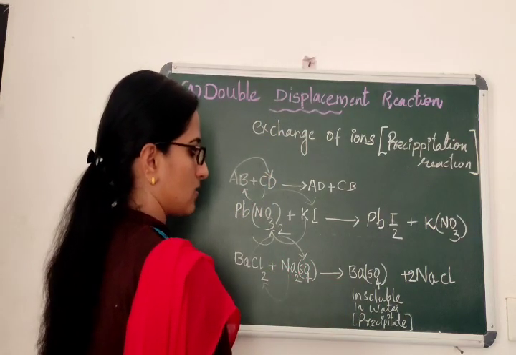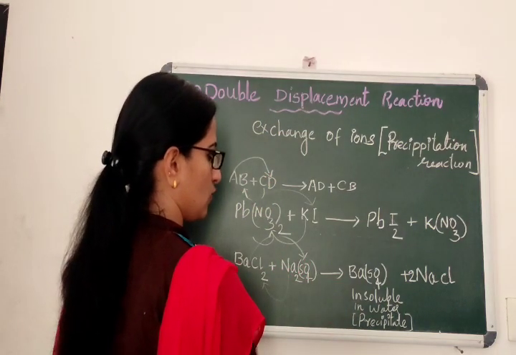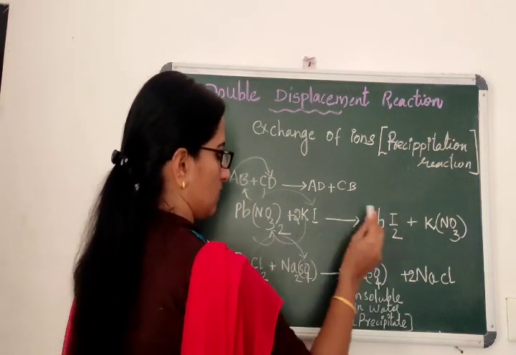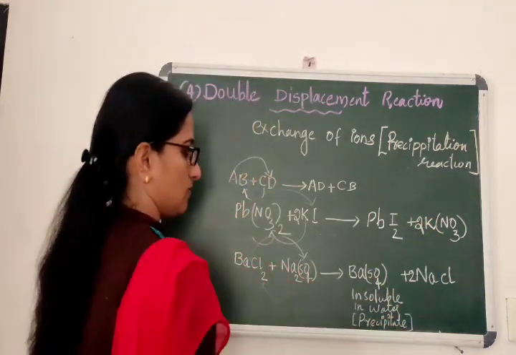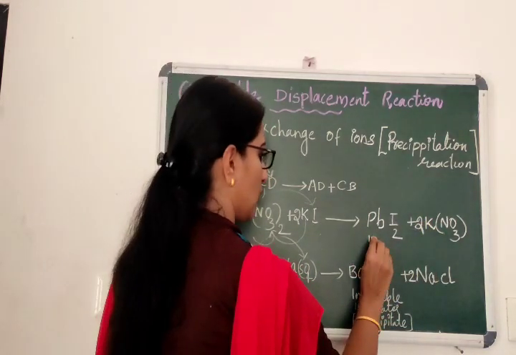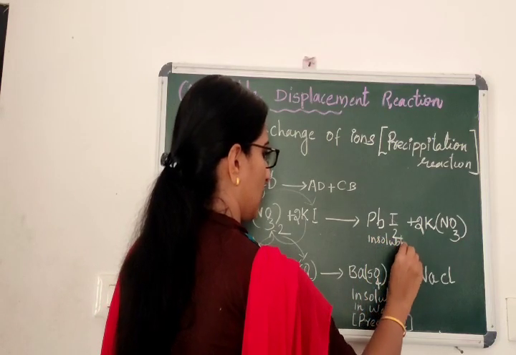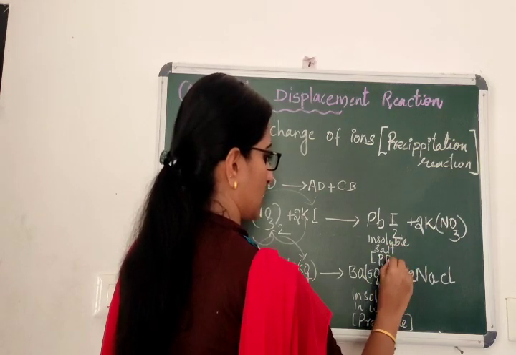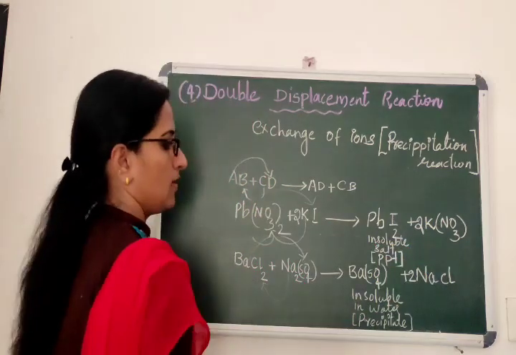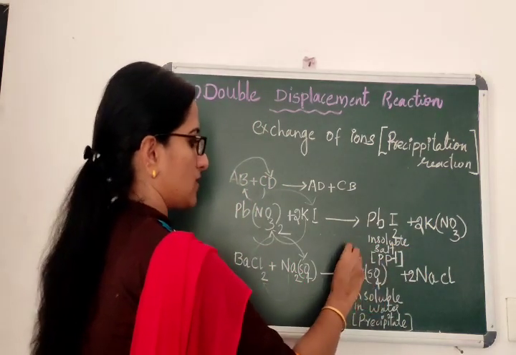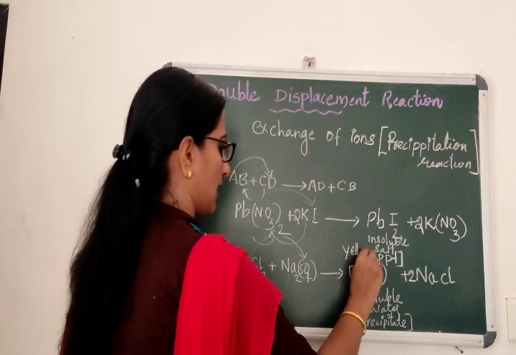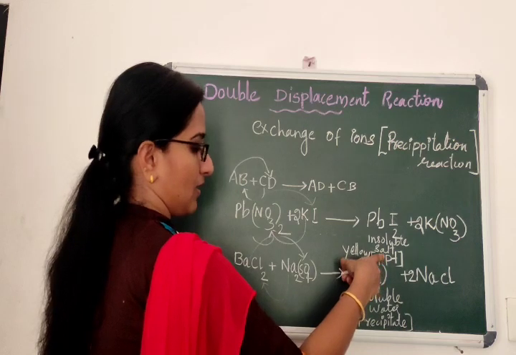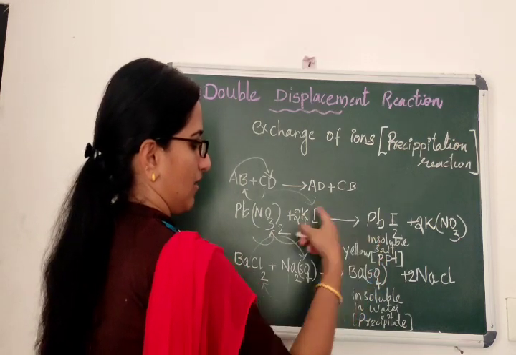Okay, is it balanced? No, 2 iodine. So when you make it 2 here, it becomes 2 potassium. So here it is 1 potassium, make it 2. So here also an insoluble salt is produced, that is called a precipitate. Precipitate can be written in short as PPT. So this is the precipitate. The color of the precipitate is yellow, so it precipitated as yellow in color. So the precipitate is lead iodide.